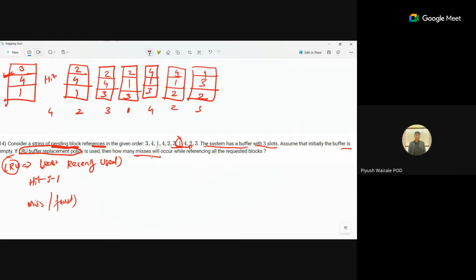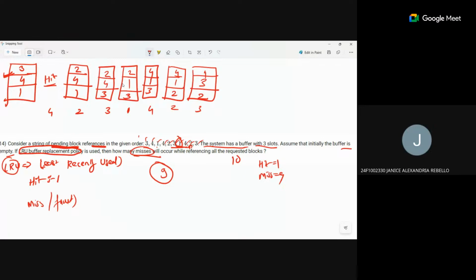So how many misses? A hit means once we have the element inside the buffer, we'll consider that as a hit. So we got only one hit out of 1, 2, 3, 4, 5, 6, 7, 8, 9, 10. Out of 10 elements, we have one hit. And how many misses? 9 will be the answer in this case. It means whenever the block number is already present inside the buffer, then we can say it is a hit. That's it.